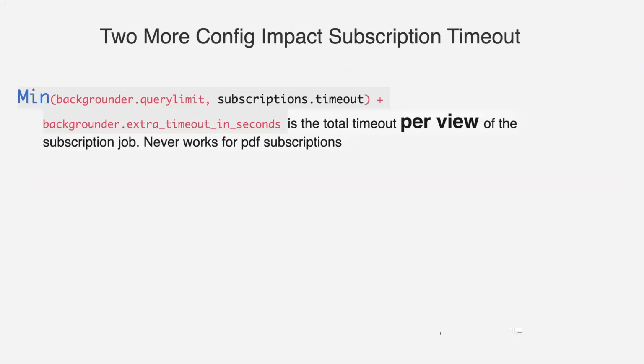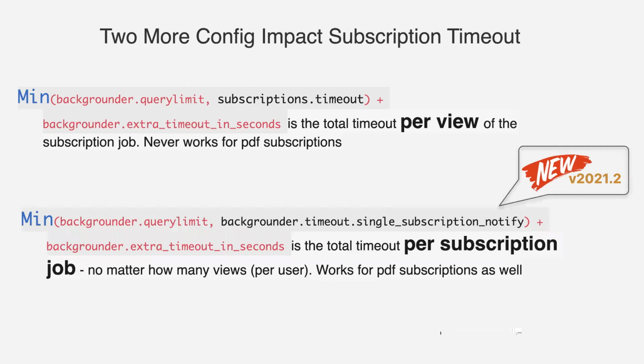All right, there is more on the subscription timeout. Actually, there are 2 more configurations that also impact the subscription timeout, whether you like it or not. One is the backgrounder query time, which also impacts all the extracts timeout. Another one is the backgrounder extract timeout in seconds, which also impacts the subscription timeout. How does that work? Same thing for the new key. How that works is the minimum.